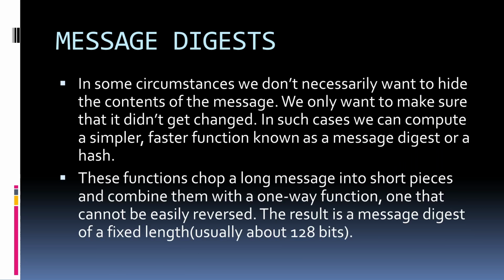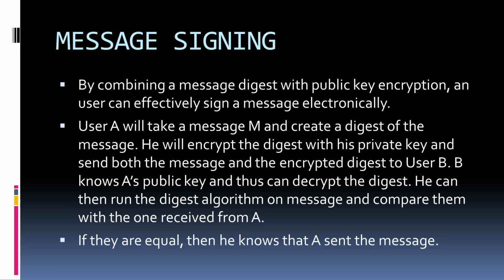Now, message digests. In some circumstances, we don't necessarily want to hide the contents of the message. We only want to make sure that it didn't get changed. In such cases, we can compute a simpler, faster function known as a message digest or a hash. These functions chop a long message into short pieces and combine them with a one-way function, one that cannot be easily reversed. The result is a message digest of a fixed length, usually about 128 bits.